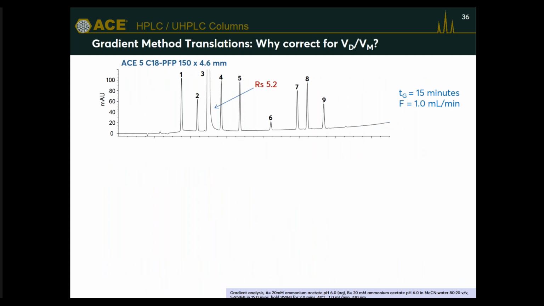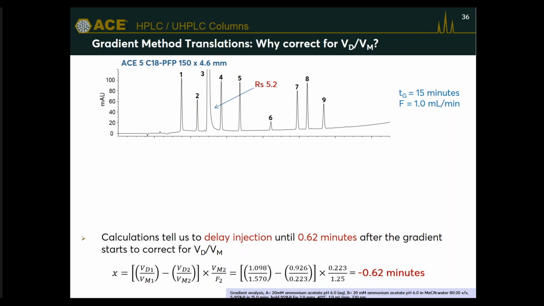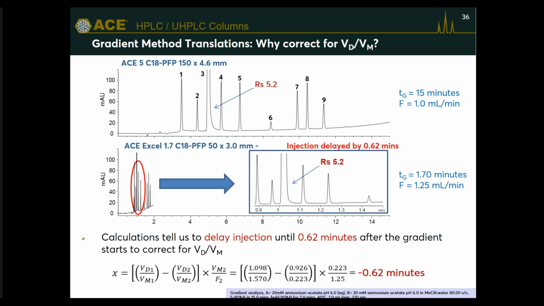So here we have a gradient separation in HPLC mode, and if we translate that, or calculate what the delay injection value is, we can see the number calculates to minus 0.62. This means we need to delay the injection until 0.62 minutes after the gradient starts. So you can see there, if we delay the injection, that's the actual separation translated to the 50 millimeter UHPLC column, and you can see that the separation has been quantitatively transferred from HPLC to UHPLC.